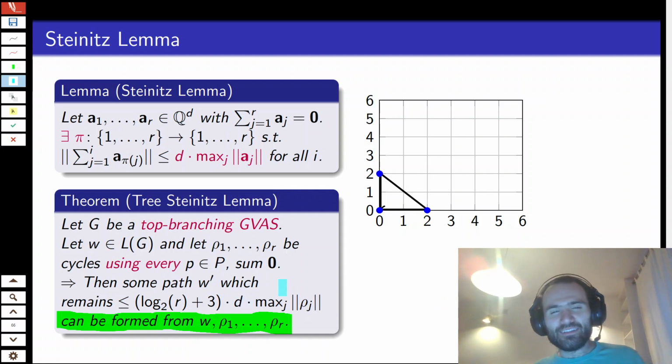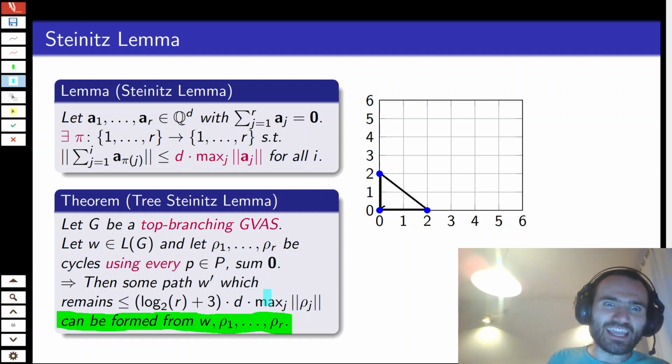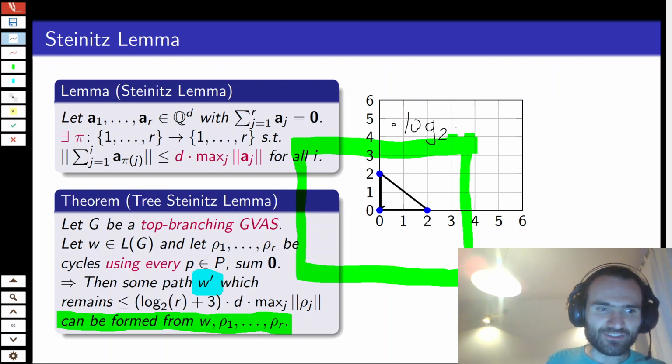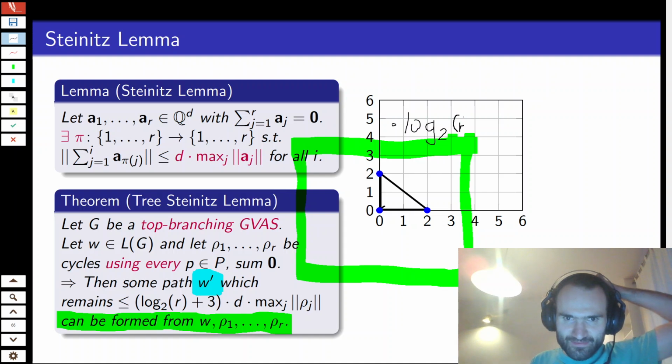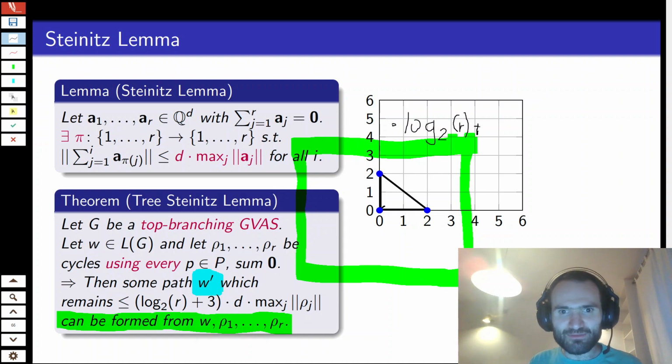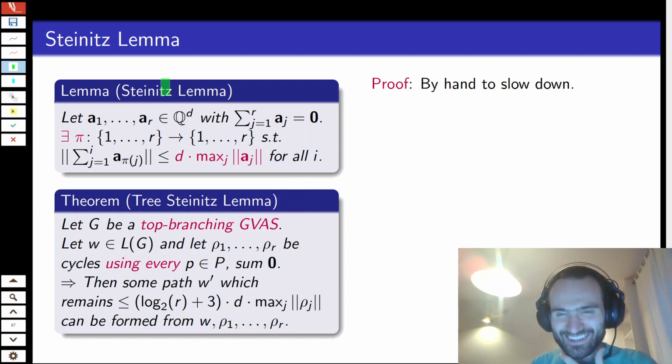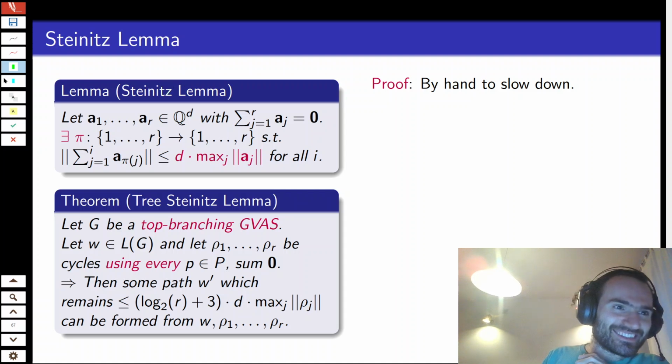Okay. And then, well, what's actually the claim? Well, the actual claim is that this permuted word W prime that can be formed from this actually remains within, well, before we had this corridor 4 by 4, now it's slightly larger, now it has a factor of times logarithm of the number of transitions you want to use. Well, logarithm of this plus 3, but I hope you believe me that the plus 3 is not the interesting part.